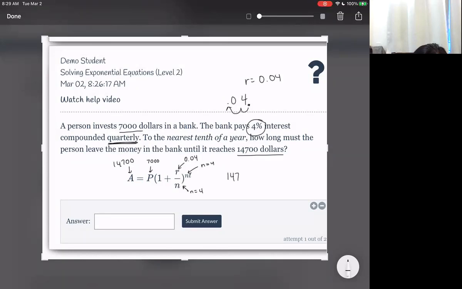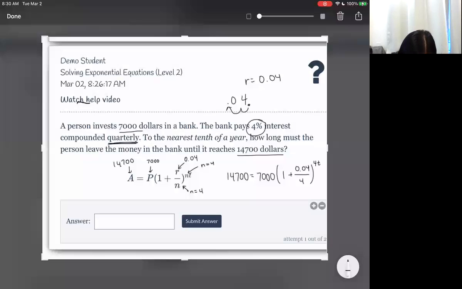So 14700 is equal to 7,000 times 1 plus 0.04 over 4 to the power of 4t. And t, I'm leaving it as t because it's our unknown. We're going to solve for t. The question was, how long must the person leave the money in the bank? So it sounds like we're looking for t. Okay, so before I do anything to this equation, I've just plugged stuff in. Are there any questions about the plugging in?